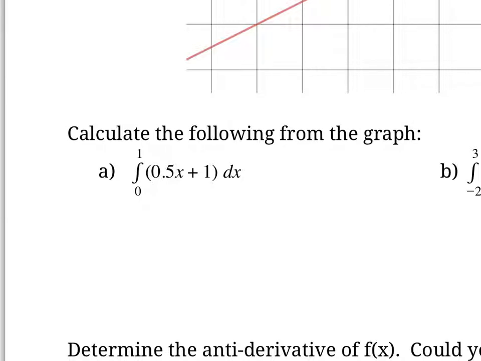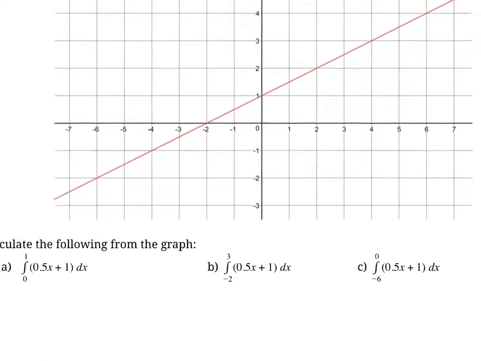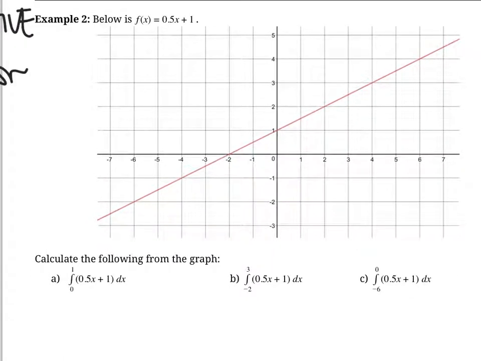This here, we know, means integral, so we're looking for the integral of 0.5x plus 1 dx, in terms of x. We're looking for the integral of this function between 0 and 1. That's what the 0 and the 1 mean. So essentially, if we look at this function, we want to know the area under the graph between 0 and 1.